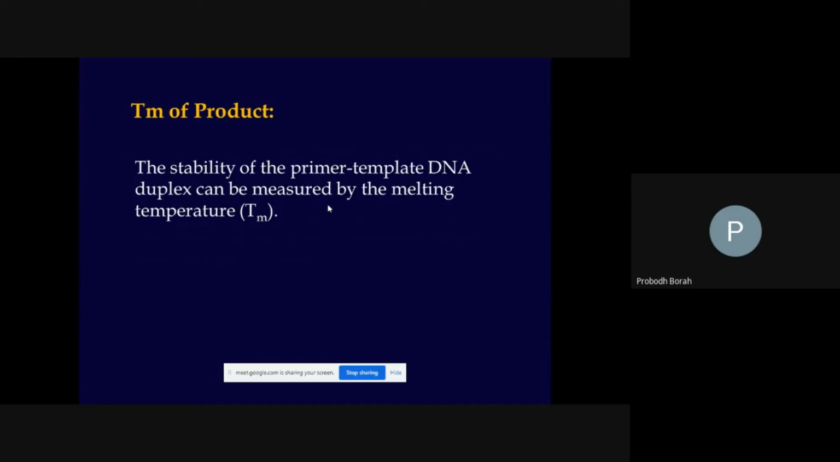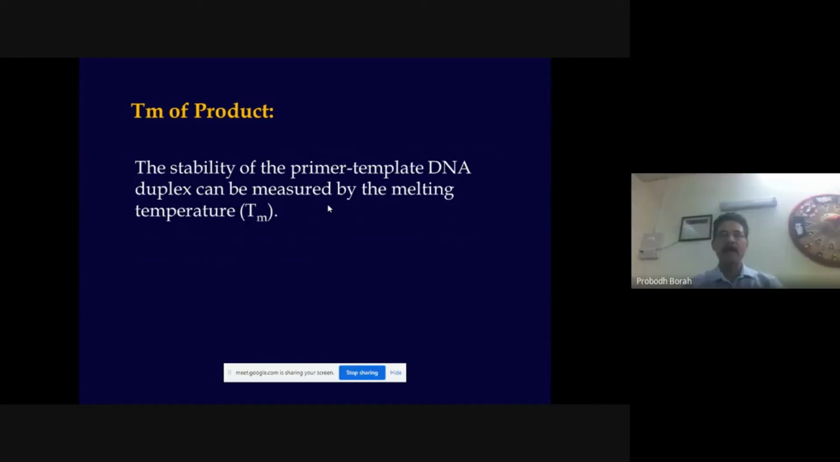Now, TM of the product. Sometimes the GC content of the template is very high. Suppose you have chosen one part of the target sequence for amplification which has very high GC content. Then necessarily, higher GC content means it will need more temperature for denaturation. So during the process of setting the temperature for denaturation in the PCR reaction, you have to take care in that case.